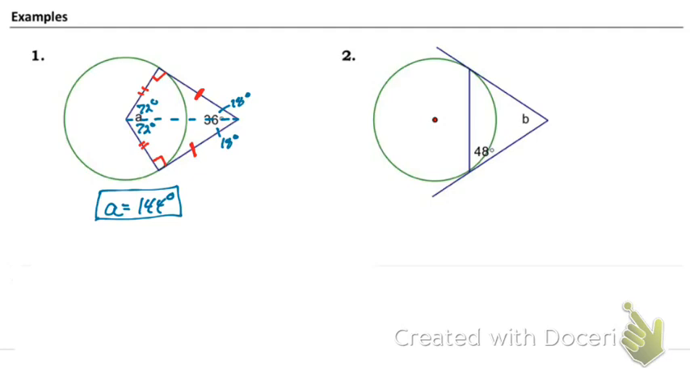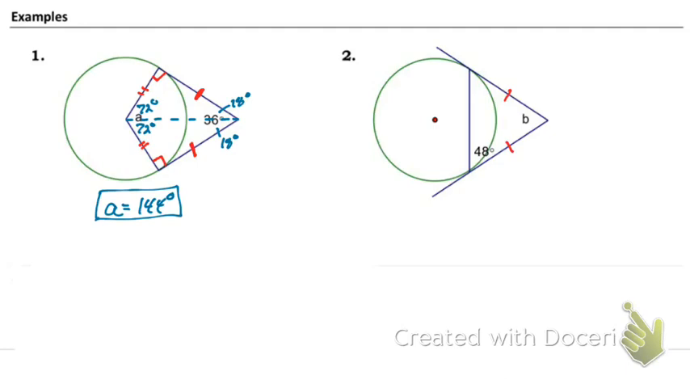All right, our next one. Well, there's no line that goes to the center, so nothing's 90 degrees. Or nothing that I know of. But what I do know is that if two tangent lines intersect outside a circle, both of them are congruent in length. Well, if they're congruent in length, it means that that's an isosceles triangle.